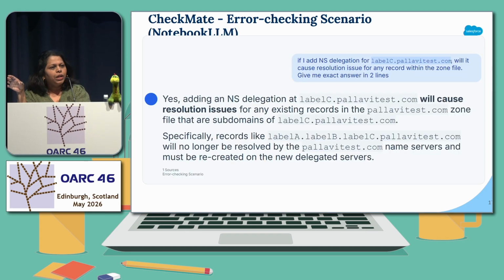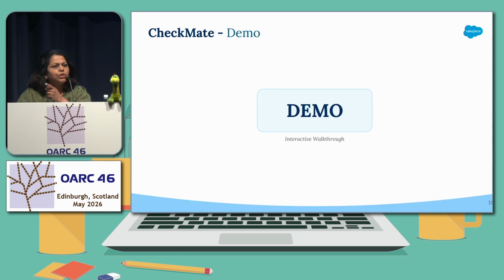So it tells me an answer saying yes, an NS delegation at that point label will cause an error. It will obfuscate other records and stuff like that. So this is good information. This can stop a user from making a mistake. Now we are going to see a demo which uses Anthropic Claude.